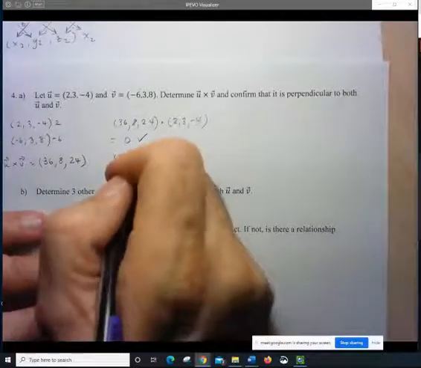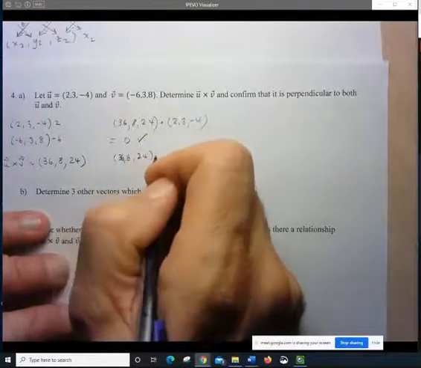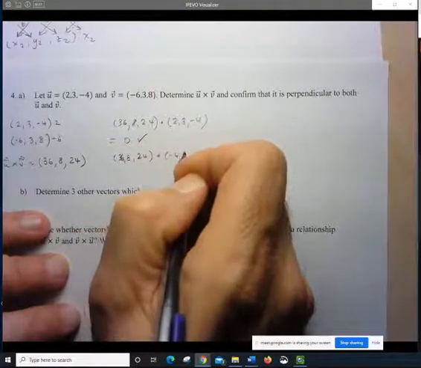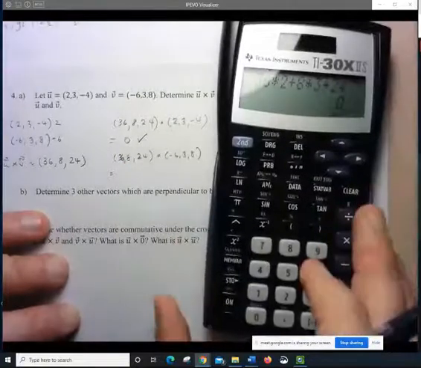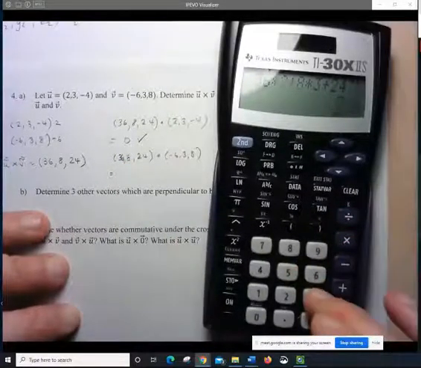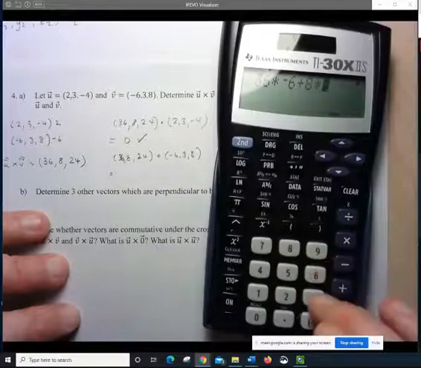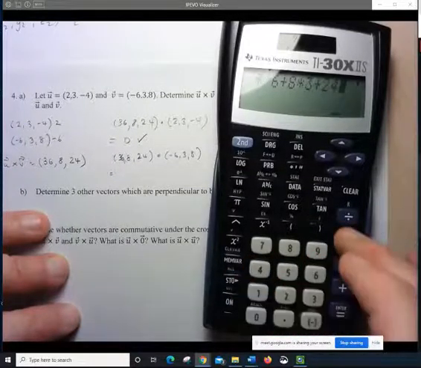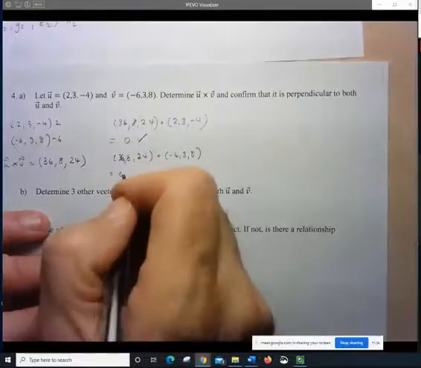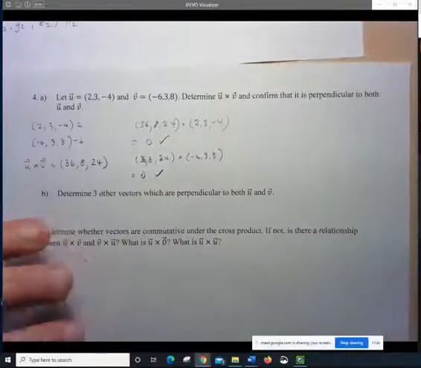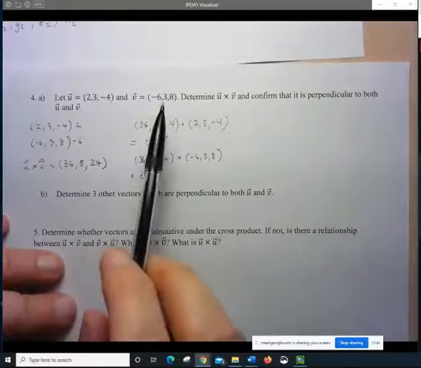Now let's do 36, 8, 24, and let's dot it with negative 6, 3, 8. Let's see what we get here. Okay, so what do we have? We have 36 times negative 6 plus 8 times 3 plus 24 times 8. And look what we get. We get 0. So indeed, this vector that we came up with is perpendicular to both of those two vectors.